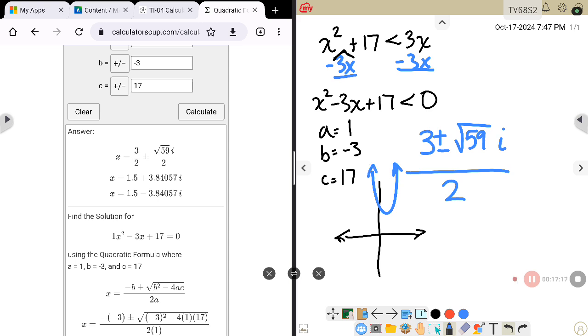Which means if this is asking where this parabola is below 0, it's not, ever. There is no point on this graph that is below 0. So the answer to this one is called the null set. That means there is no interval that satisfies the question. So that null set symbol will be in your math lab toolbox.